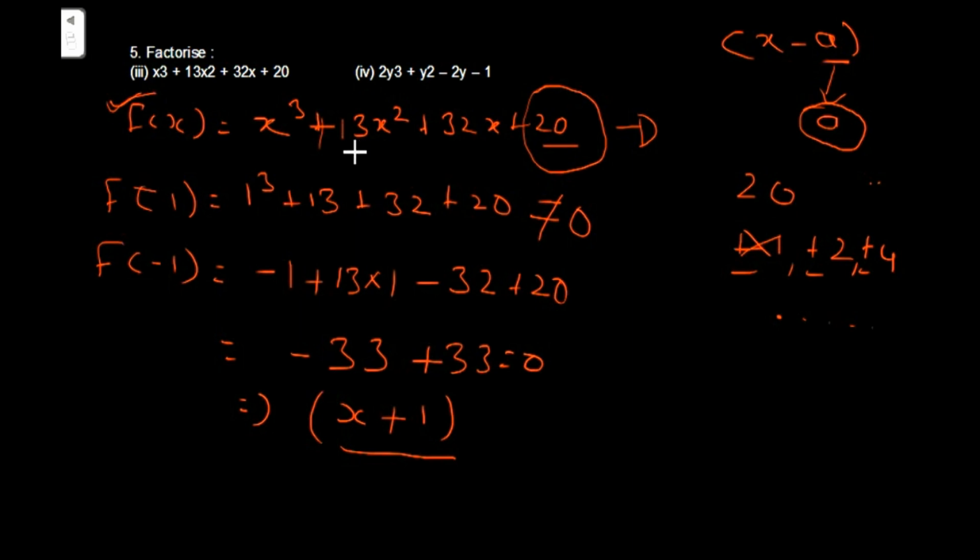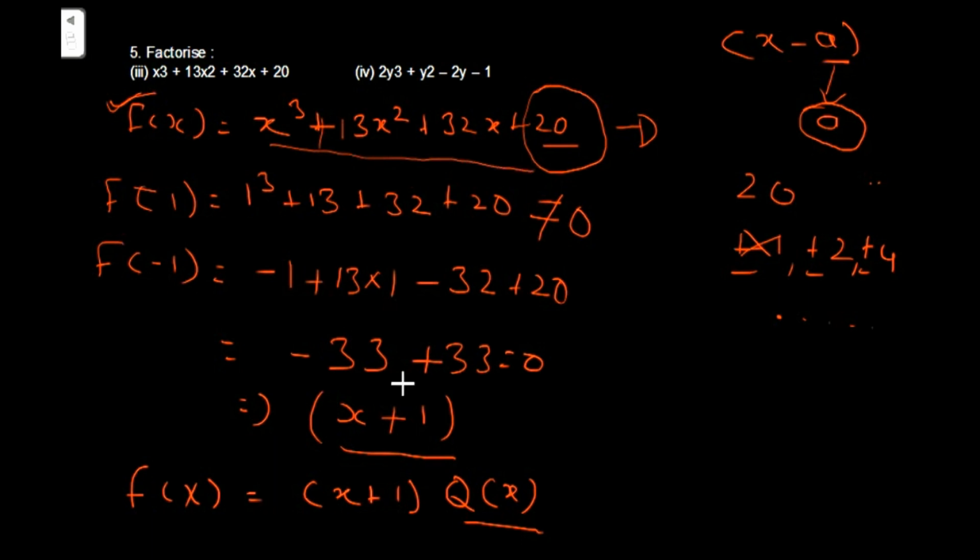So there are two ways of solving this further. f(x) can be written as x plus 1 and there will be some quadratic polynomial q(x). So what we have to find? We have to find q(x). q(x) we can find either by dividing f(x) directly by x plus 1 by the long division method, or we can rearrange the terms to get x plus 1 as common from the complete expression. Let's call it equation number 1. So first I will rearrange all the terms to get x plus 1 as common.